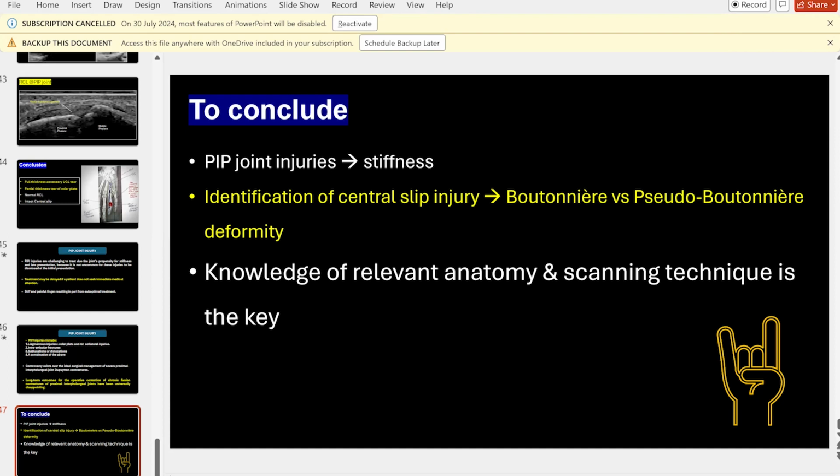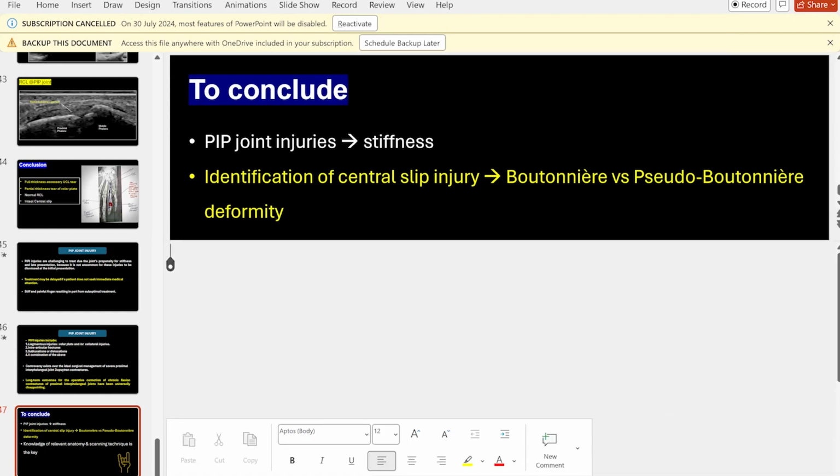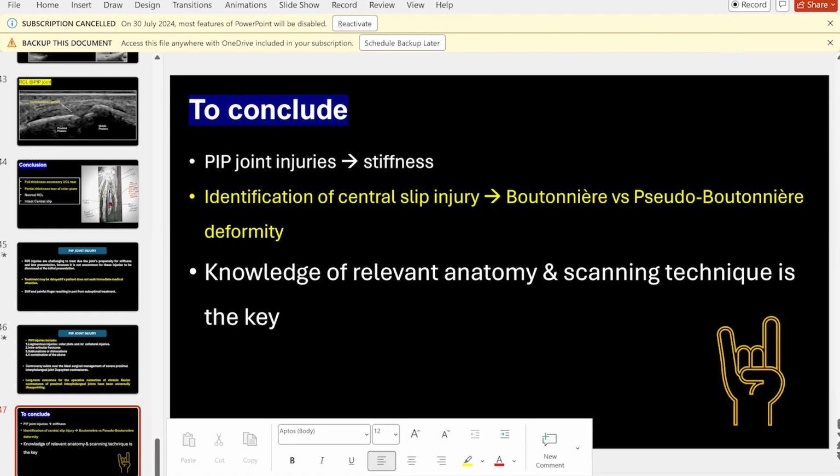If a patient has an injury, ask him to go and at least see some orthopedic surgeon, because these PIP joint injuries can lead to a lot of stiffness.